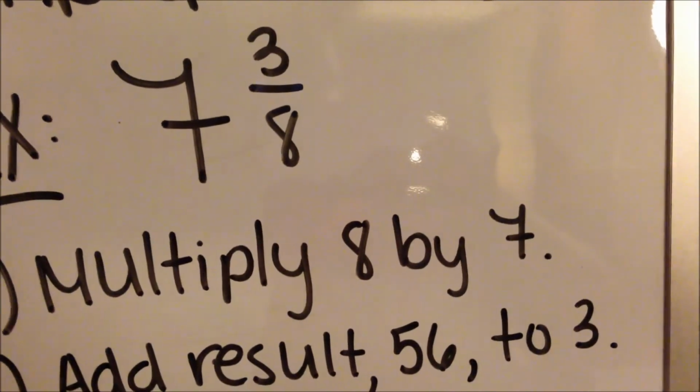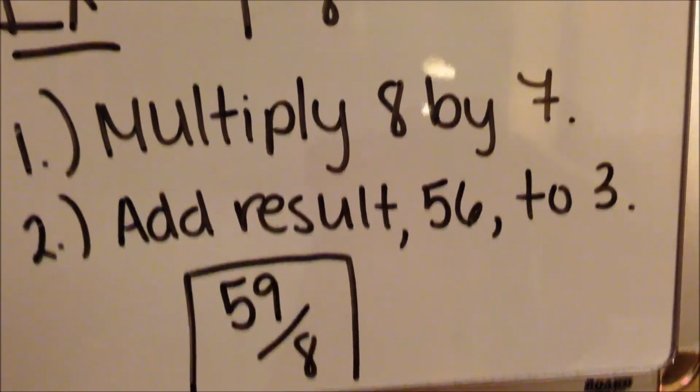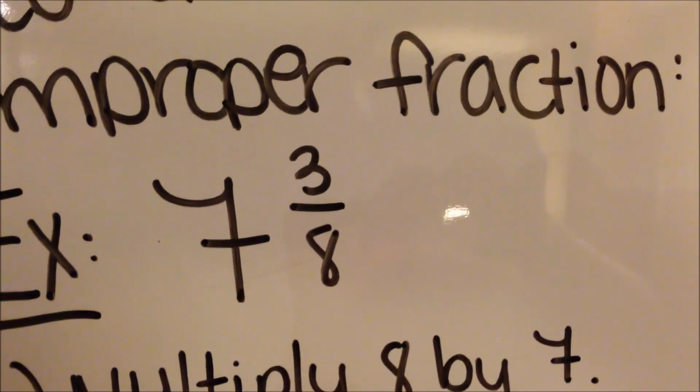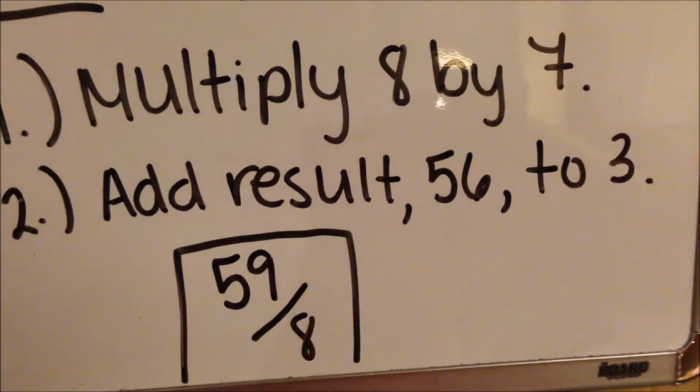Your final answer will be that 59 divided by whatever the denominator of the original mixed number was. So it's simply 59 over 8.